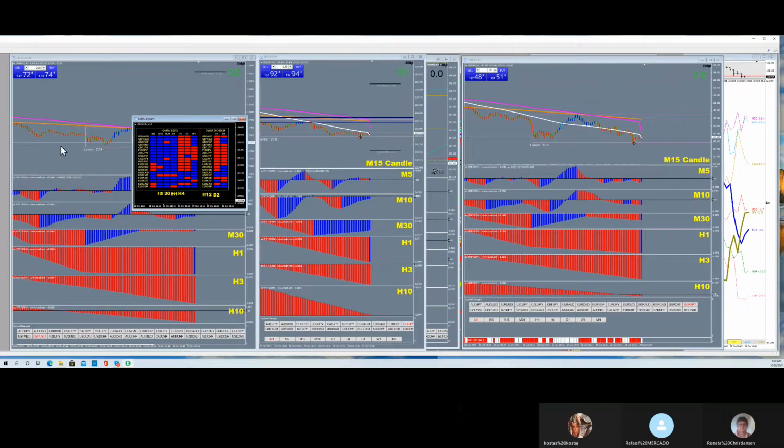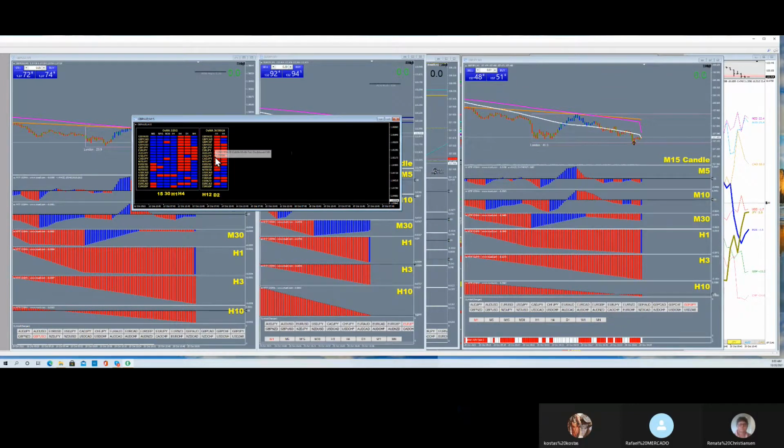If you see what I made with my scanner, I have a separate one here with the H12 and D2, and then I just added the D1 and weekly. The way I had it before, I had the D2, H12, and then the 4 hour and 1 hour all the way down. I didn't have the daily and weekly, so I just added them. Here I have everything.